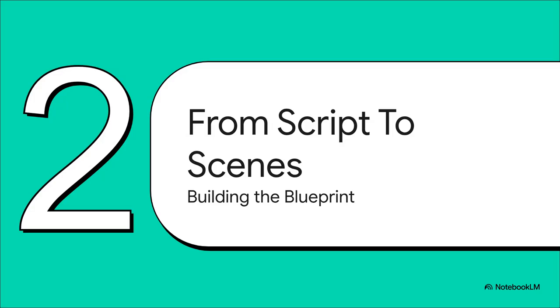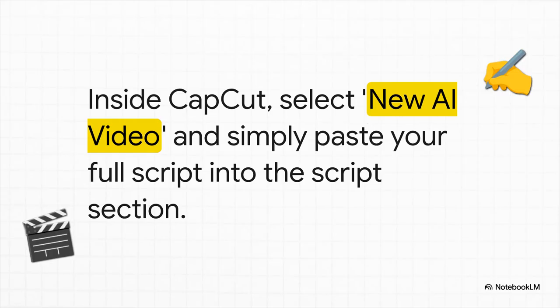Okay, so now we have this big wall of text. What do we do with it? Well, we need to turn it into a blueprint for our video. This means breaking that story down into individual scenes. And for that, we're going to use a tool called CapCut, which, you guessed it, does this for us automatically. Once you're inside the app, you're going to look for the new AI video option. You click that, a window pops up, and you just paste in that entire story we generated. No editing, no fuss, just paste the whole thing right in there.